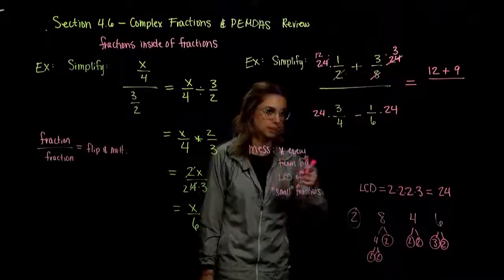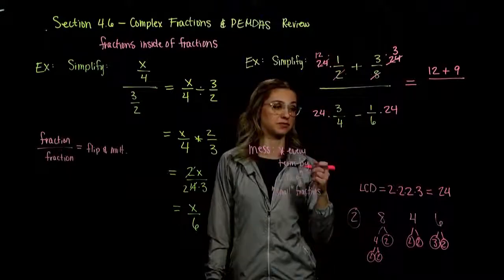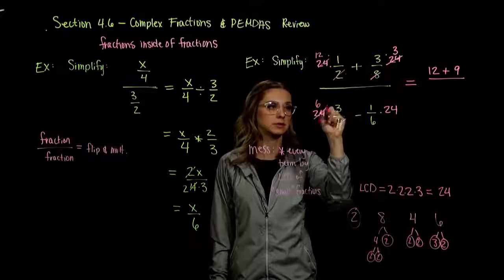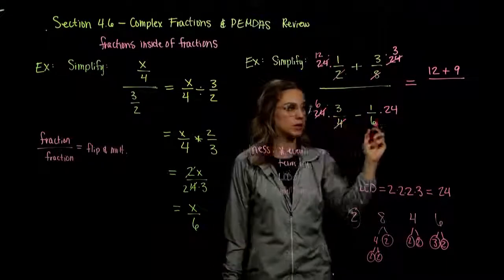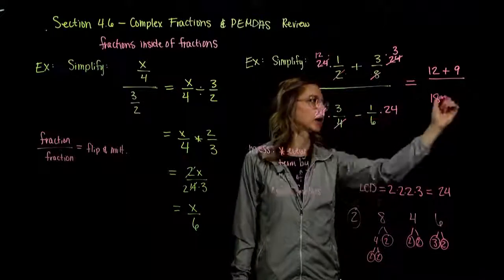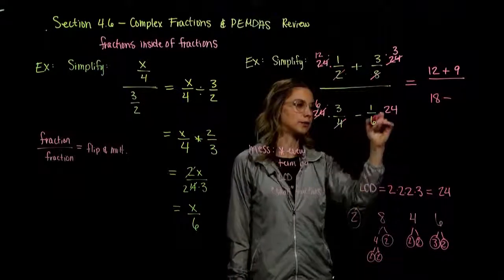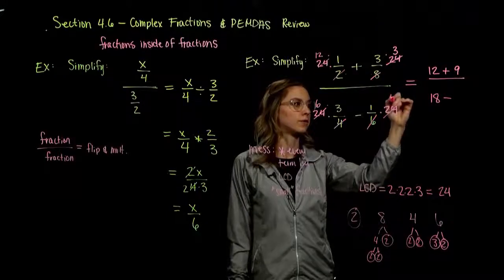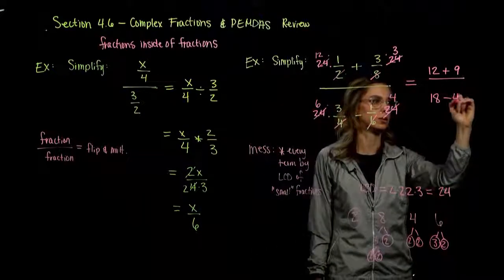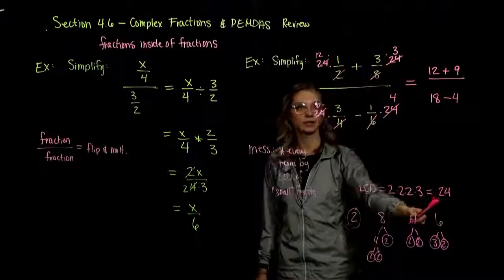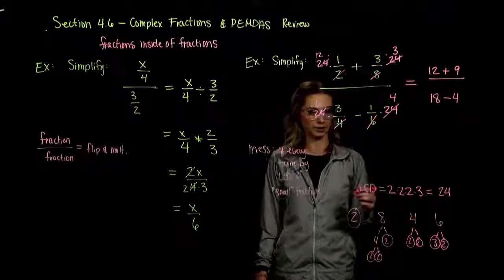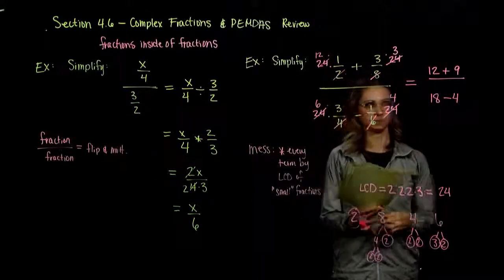Nice. Same story down below. We'll do the division first. 4 goes into 24 6 times. And 6 times 3 is 18. And we're subtracting off what value? So 6 goes into 24 4 times, and 4 times 1 gives us 4. So we use that LCD to get rid of all those tiny fractions. Now we're just dealing with one fraction that we can make look nicer.